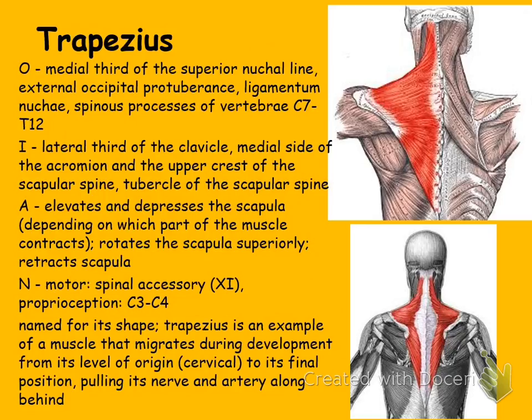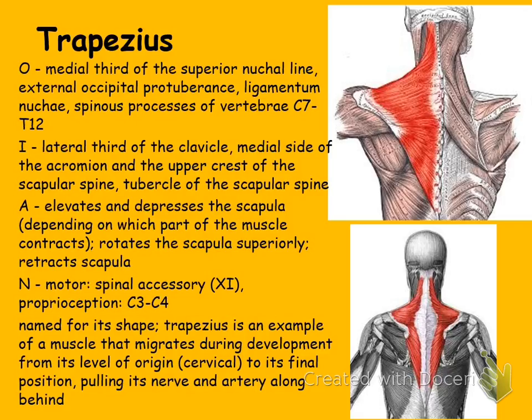Trapezius, the traps. The origin is the medial third of the superior nuchal line. That's up there on top, right? Up by the external occipital protuberance. It goes all the way down then to the ligamentum nuchae, to the spinous processes of C7 through T12. Goes all the way down your spine.